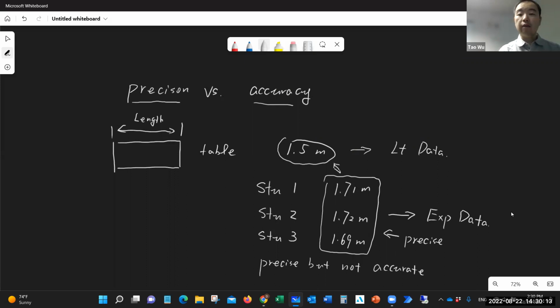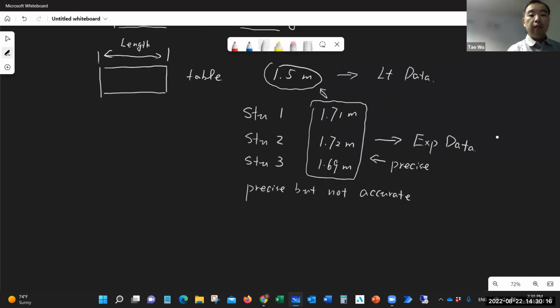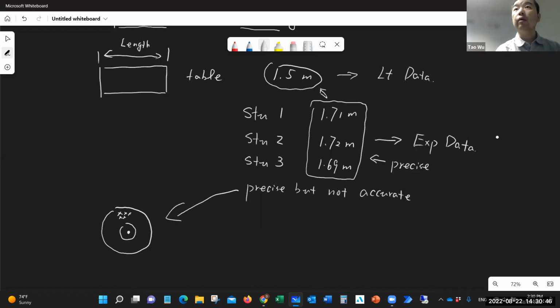So this is the set of data. And if you draw the graph on a target, you will see that this set of data could show up over here, and this group of data is repeatable because the points are close to each other, but it's far away from the target. So we call this data precise but not accurate. Okay. So what happens for precise and accurate?